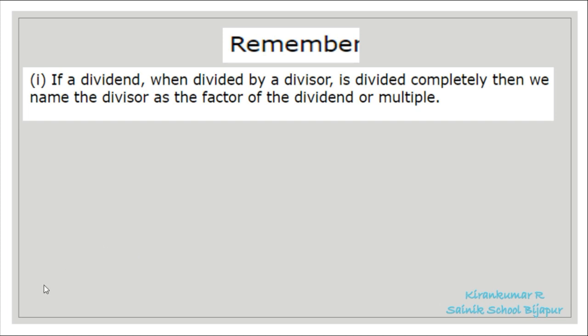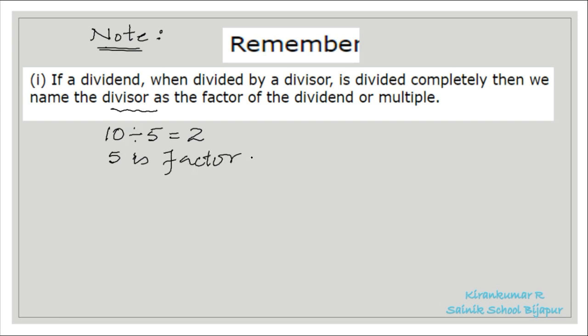There are a few points for you to remember. You can make it as a note. The first point is, if a dividend when divided by a divisor is divided completely, then we name the divisor as a factor of the dividend. Suppose 10 is divided by 5, we get the result as 2. Here 10 is the dividend, it is getting exactly divided by the divisor 5 and the quotient obtained is 2. The divisor is called a factor of 10.